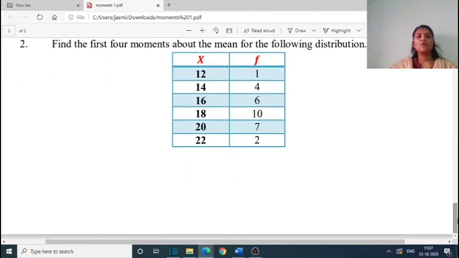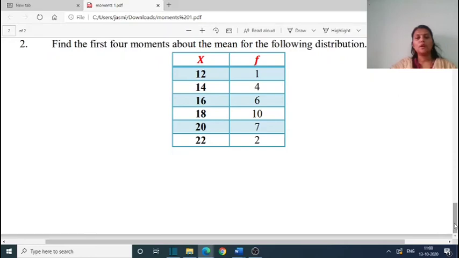Now next you have a problem to find out as an exercise. Find the first 4 moments about the mean for the following distribution. X is equal to 12, frequency is 1, x equal to 14, frequency is 4, x equal to 16, frequency is 6, x equal to 18, frequency 10, x equal to 20, frequency 7, x equal to 22, frequency 2.